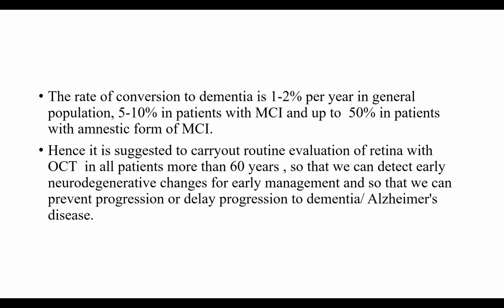The rate of conversion to dementia is 1 to 2% per year in the general population, 5 to 10% in patients with MCI, and up to 50% in patients with the amnestic form of MCI. Hence, it is suggested to carry out routine evaluation of the retina with OCT in all patients more than 60 years, so that we can detect early neurodegenerative changes for early management, and prevent or delay the progression to dementia or Alzheimer's disease.